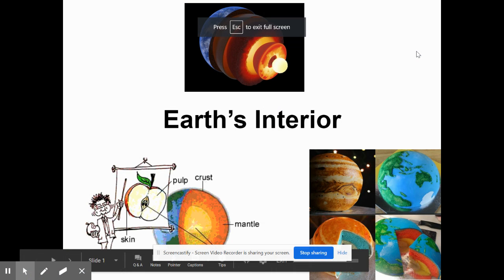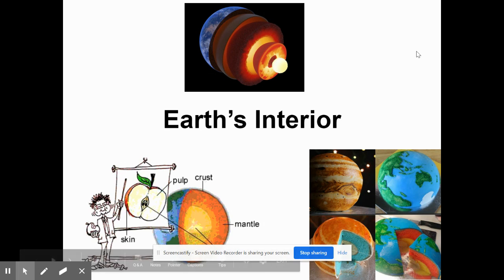So we're going to look at the notes for Earth's interior. And my apologies, we've always in the past done activities to get you to the point where you learn the information by doing the activities. And I think we try to stick with that.